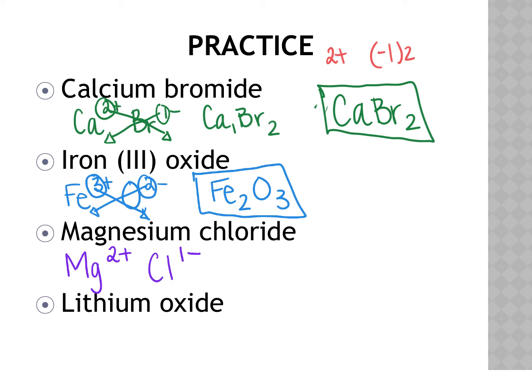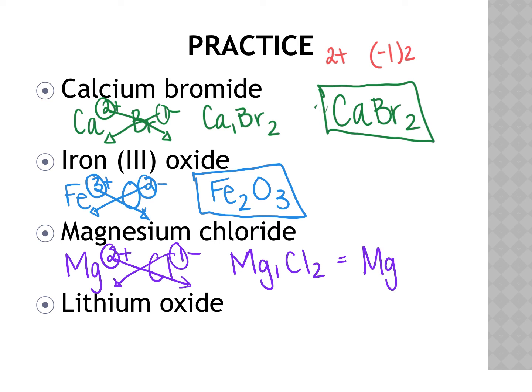Cross. Crisscross rule. What do you get for your formula? So you end up with Mg1Cl2. Do we write the ones? So I'm just going to rewrite it as MgCl2.